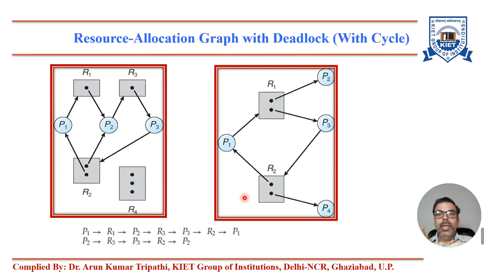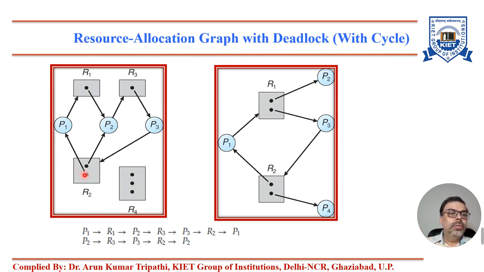Now, next topic, resource allocation. We have to check whether there is a deadlock or not. If there occurs a cycle in a system that has a single instance of each resource type, then there must be a deadlock. Otherwise, we have to check whether there is a deadlock or not.